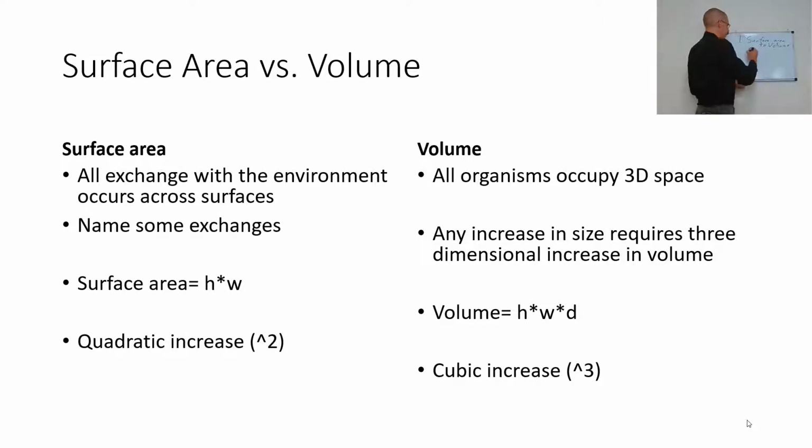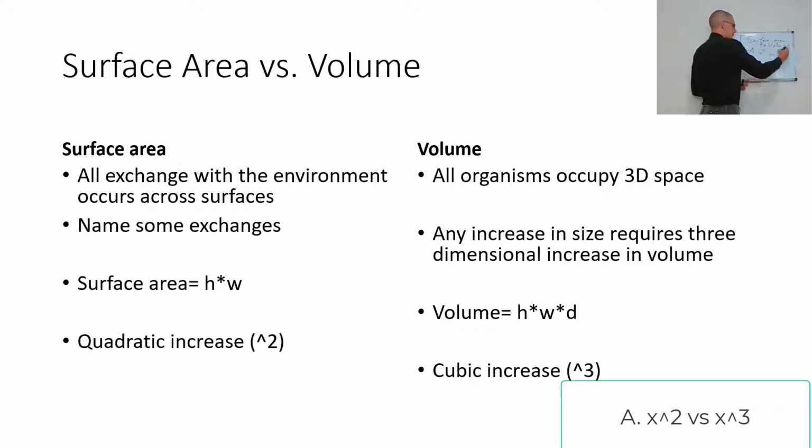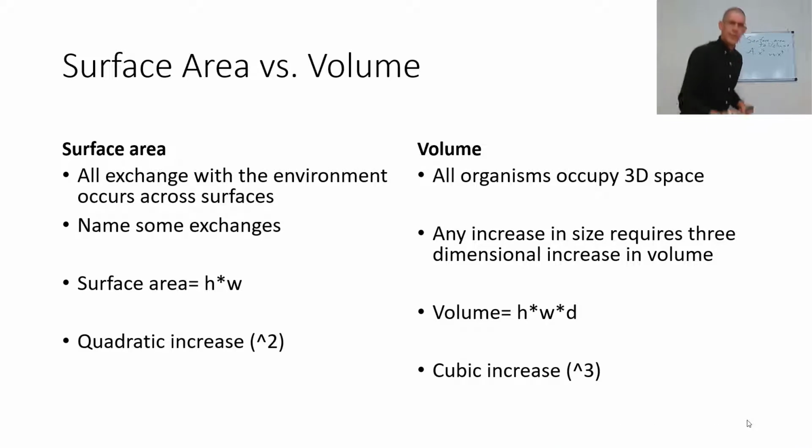So as an organism increases, the size of the organism's surface increases as a square function. So this would be a moment for you to name some exchanges. What goes across the surface? That's right. Oxygen, food molecules, I guess. Nutrients will go across surfaces. Waste products go across surfaces. CO2 goes across surfaces. And the surface area can be calculated simply as height times width.